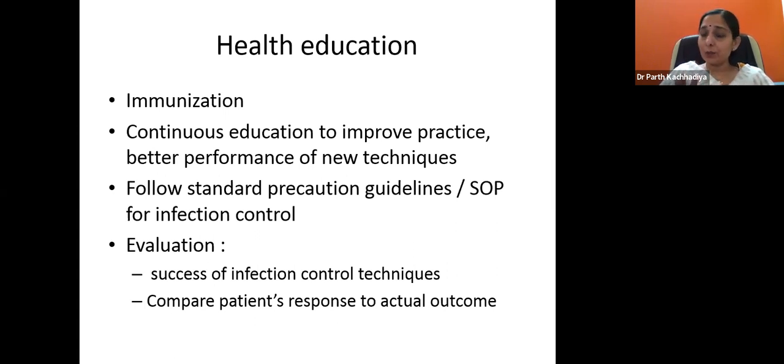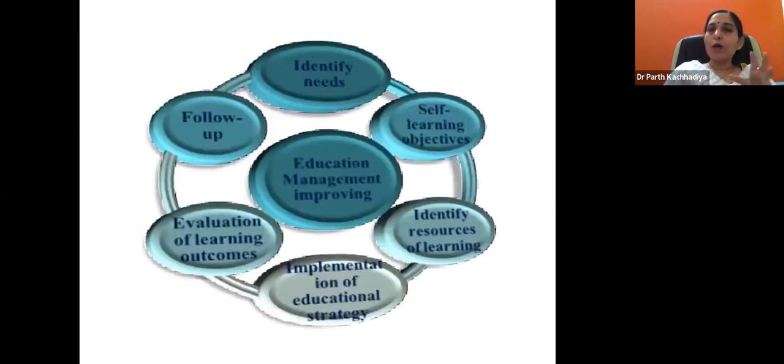You have to compare the patient's response to the actual outcome. See, there are studies, and we always see that doing this, there was improvement. So we need to check it on the patient also, whether we are getting the expected outcome or not. So what is important is education management improvement. We have to identify the needs, self-learning objectives, identify resources of learning, implementation of the educational strategy, evaluation of learning outcomes, and follow up. See, this is a continuous cycle and we have to be part of it.